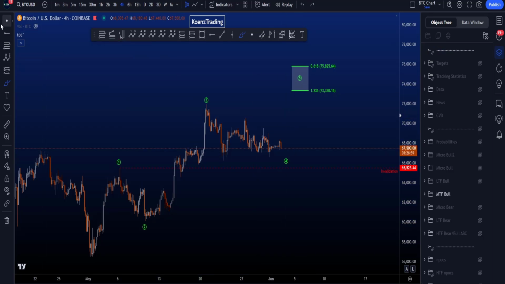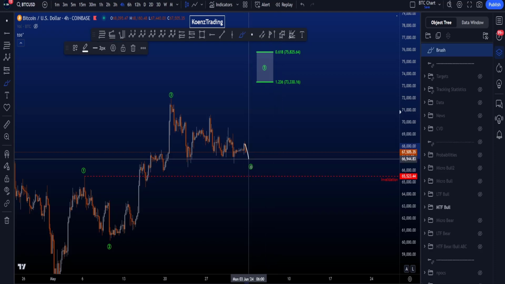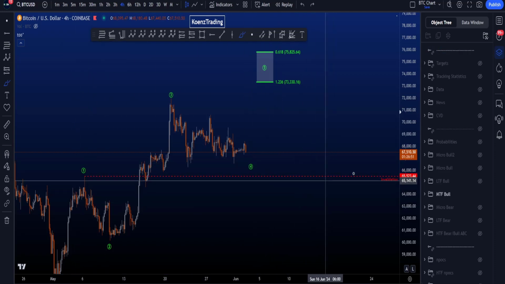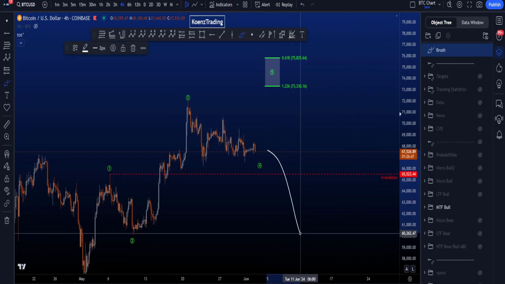Moving to the 4-hour time frame, your bullish scenario is a 5-wave impulsive structure, 1, 2, 3, 4, and looking for a move to the upside in a wave 5. The invalidation is price moving to the downside, touching 65.5k. If that happens, the probabilities will increase for more bearish scenarios.